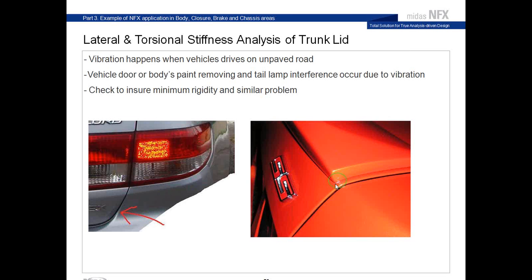It's not big damage, but it's, for example, the removal of paint on your car due to vibration. So after a long time, if you see paint going off this kind of part of your car, it's because your trunk lid has not been designed correctly. So you can go back to your car manufacturer and complain.